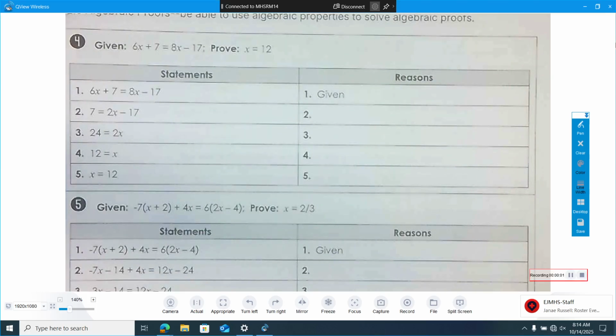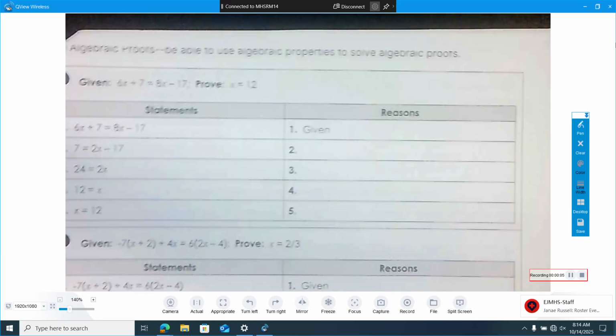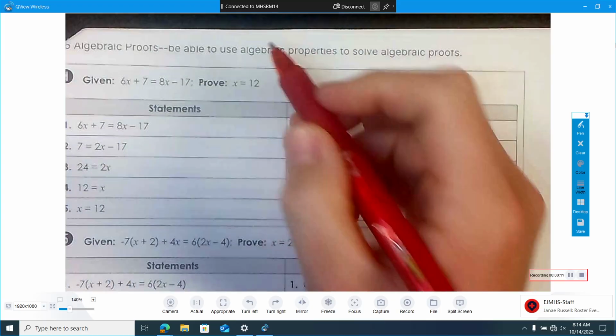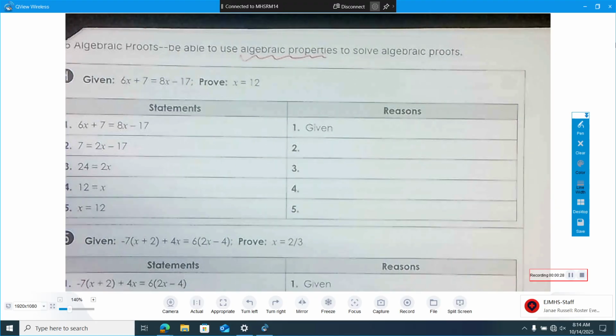All right, here we go. Today we are doing more algebraic proofs. And so we are using our algebraic properties that we talked about yesterday, where we're adding the same things to both sides or subtracting the same thing from both sides, all those algebraic properties to make algebraic proofs, which is a good place to start for proofs. I definitely like it a lot.